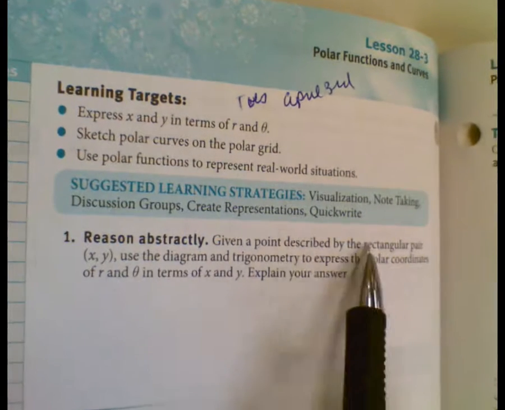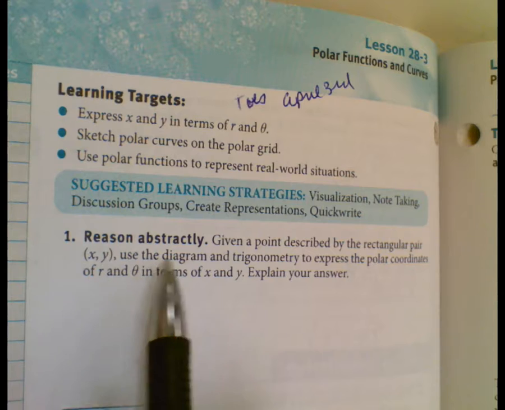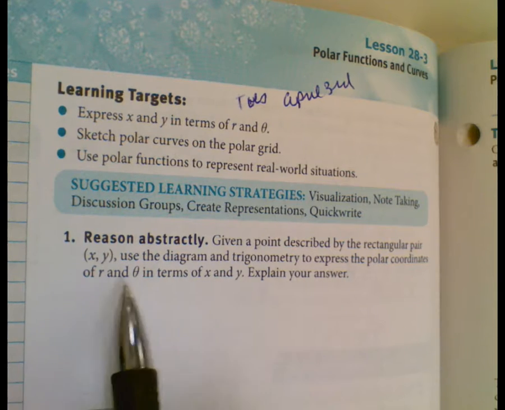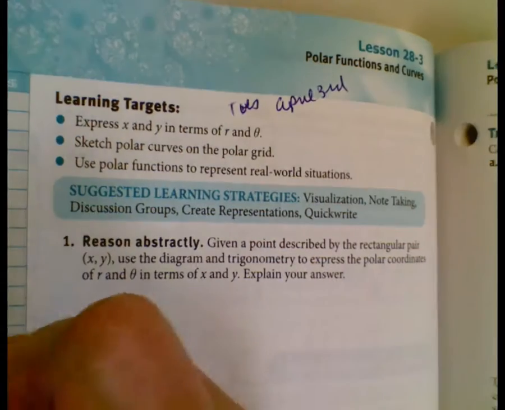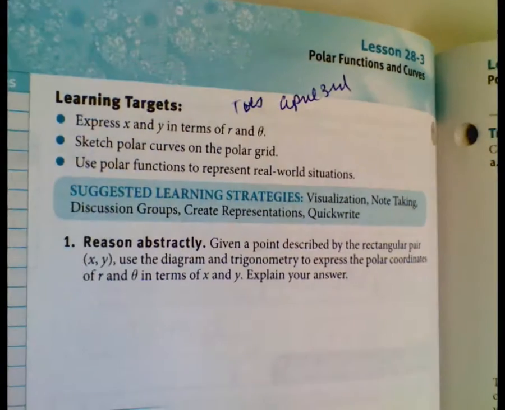Given a point described by a rectangular pair x, y, use the diagram and trigonometry to express the polar coordinates of r and theta in terms of x and y. So how do you think you're going to do this? So you label this x.